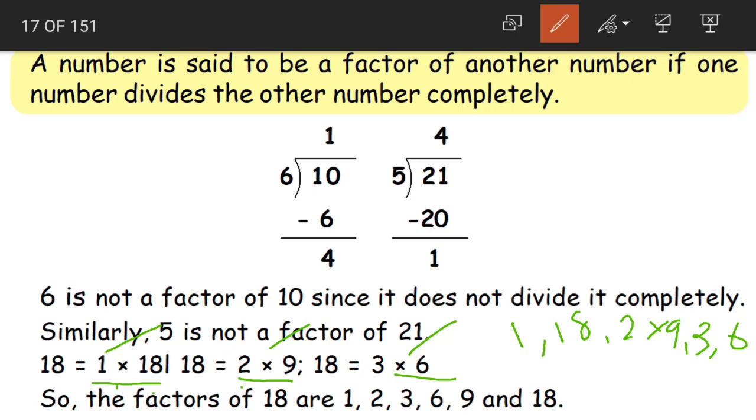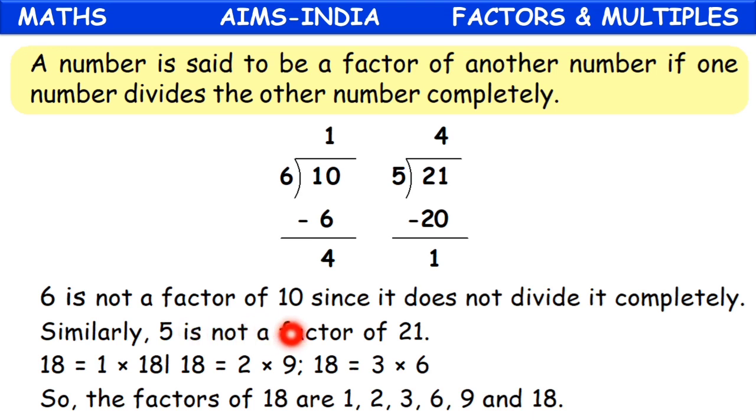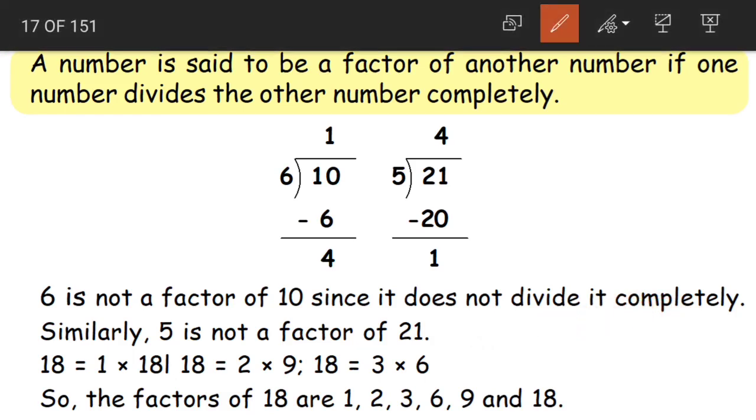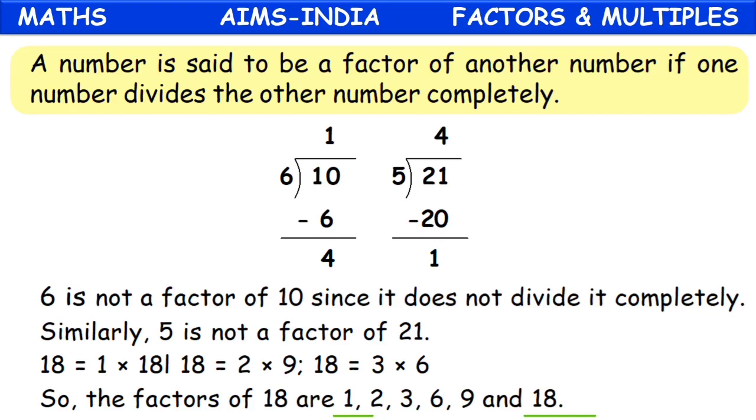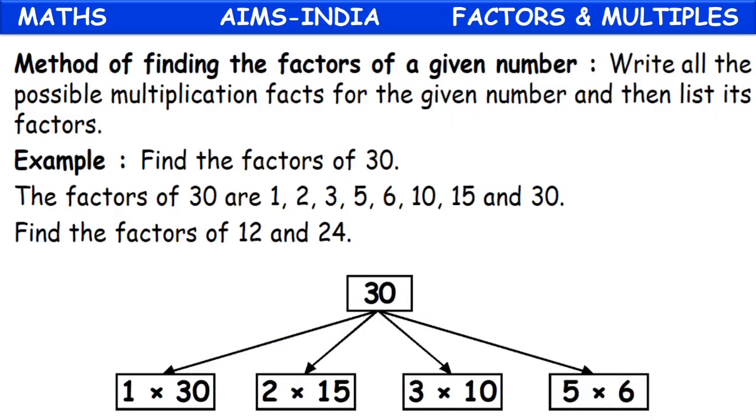But when you are writing the list of factors, make sure that you write all the factors in ascending order. It will look very nice, and that is the procedure for writing. We have 1, 2, 3, 6, 9 and 18. Okay children, first you can write the multiplication facts for the given number and then list out all the factors in ascending order from small to big. Now what are the factors of 18 here? 1, 2, 3, 6, 9 and 18.